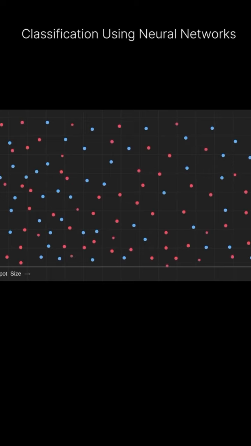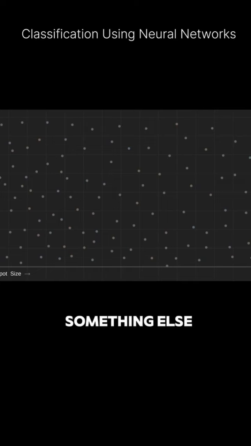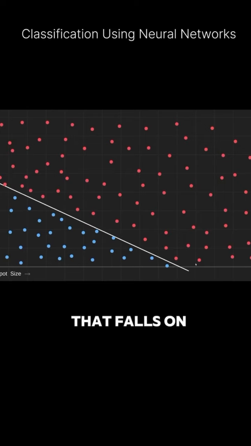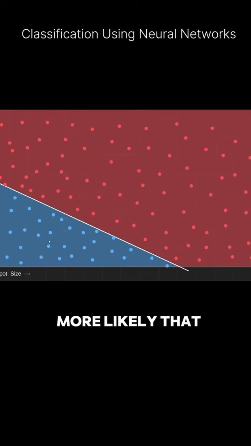poisonous. Now, if the result ended up looking kind of random like this, then the spots and spikes probably don't have much relationship with whether the fruit is poisonous or not, and we'd have to think of something else. But if the data turned out looking more like this, then we're in business. We could draw a little line here called a decision boundary, and say that any fruit we find that falls on this side of the boundary is probably poisonous, and on the other side it's more likely that it's safe.